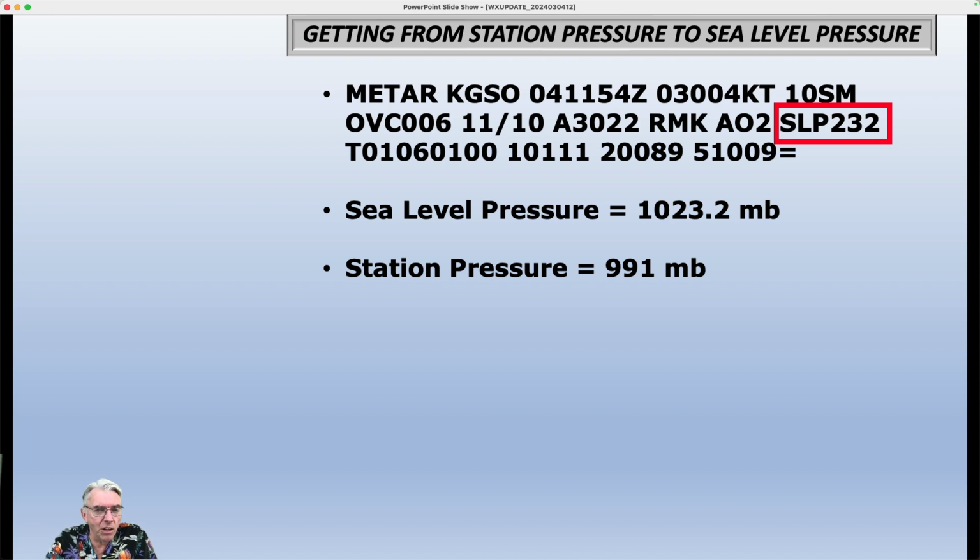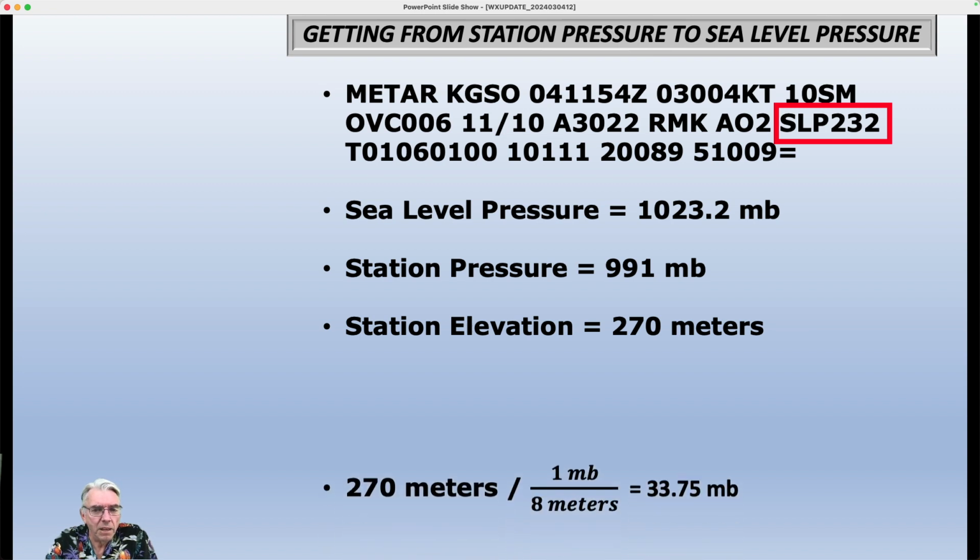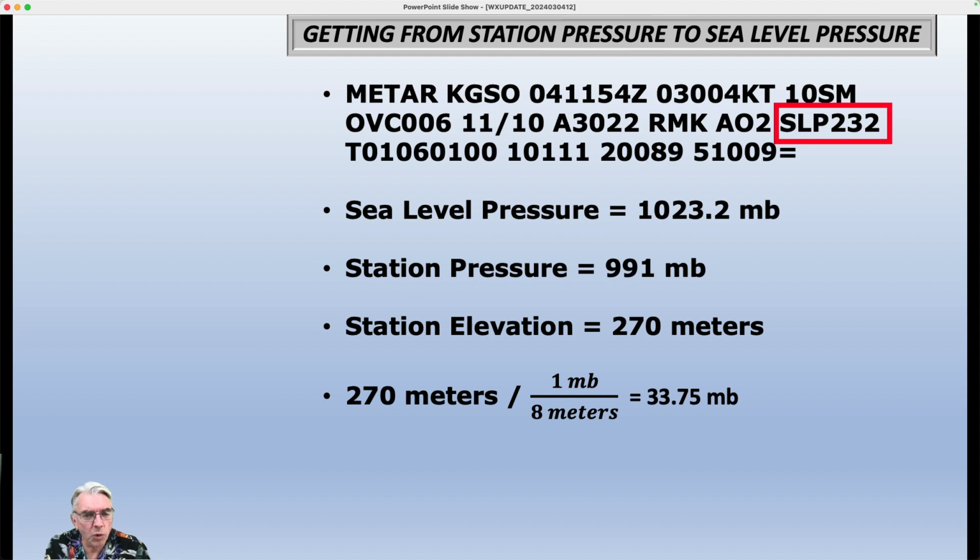Okay, the station pressure is 991 millibars, and the station elevation is 270 meters. So we know that 8 meters is equal to a millibar. So if we divide 270 meters by 8, we get 33.75 millibars, and we add 33.75 to 991, and we get 1,024.75. Again, not an exact match for 1,023.2, but you can see that basically this works. And again, they're probably dealing with precision out to many decimal places when they do these calculations, which is why my number is slightly off. But you can certainly see the relationship here, okay, as to how you get that sea level pressure from the station pressure, okay?